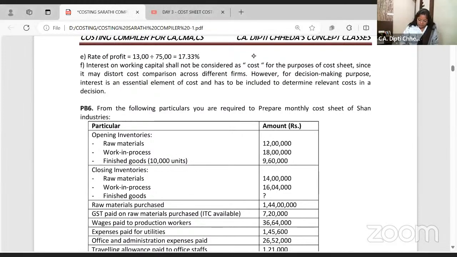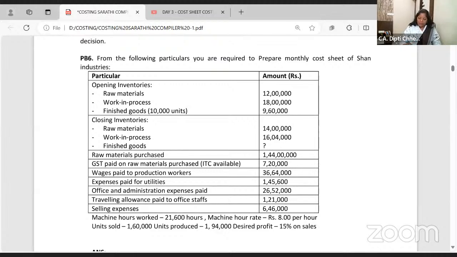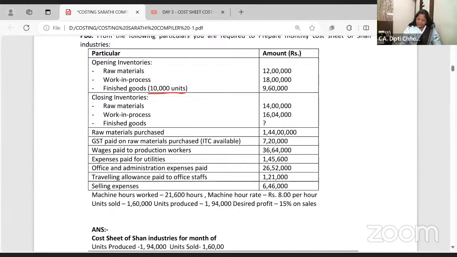Okay. Sixth problem. Twice they have asked exactly the same problem. So let us check it now. From the following particulars, you are required to prepare the monthly cost sheet of Shan Industries. Opening inventory, they have given 10,000 units. Closing inventory is missing. Raw material purchased. GST paid on the raw material purchased.